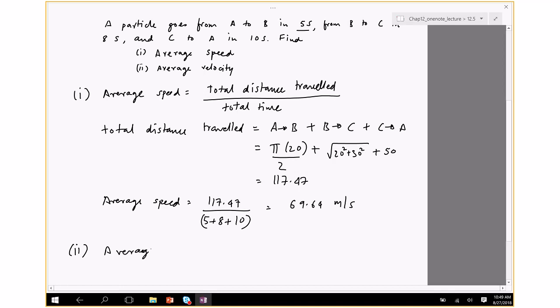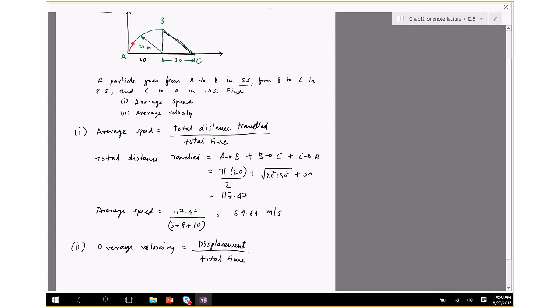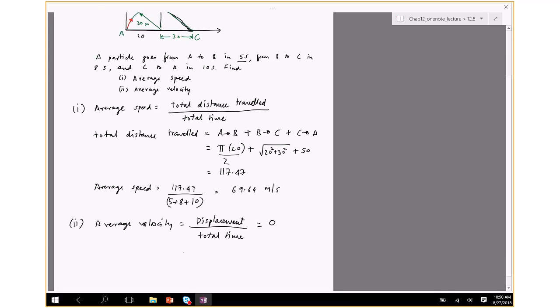Next is average velocity, which is defined as the displacement divided by the total time. So what's the displacement? It's 0, right? It starts from A, comes back to A, so the displacement is 0. Because displacement is 0, the average velocity is 0. Okay, so that's the answer.